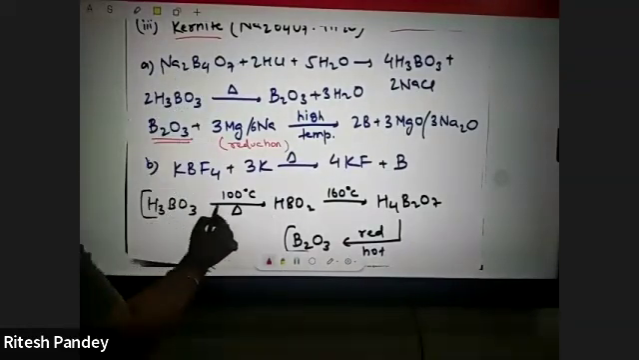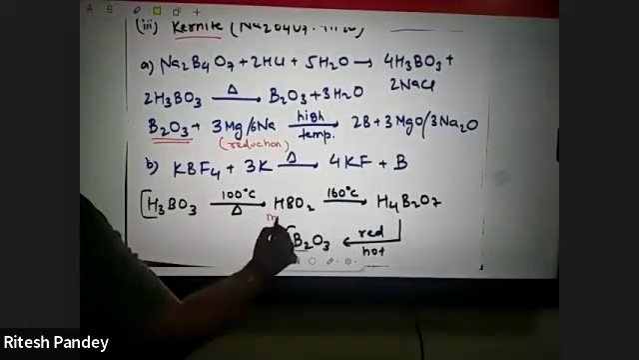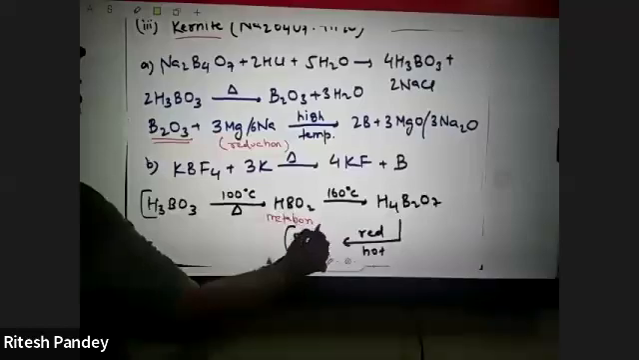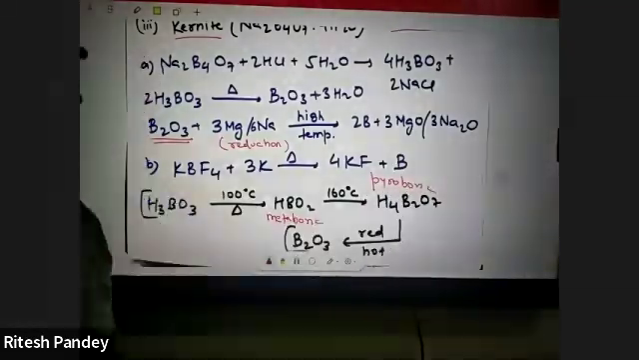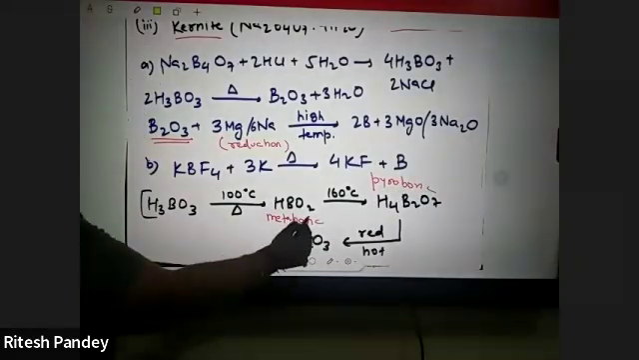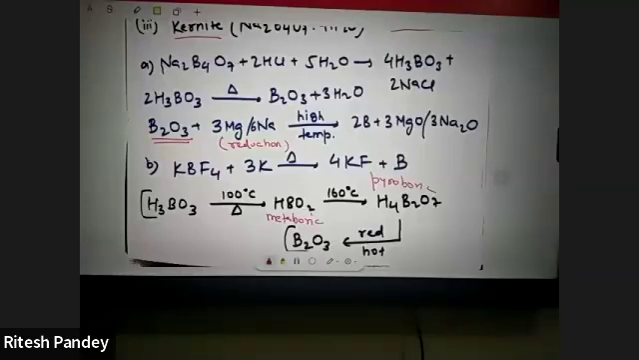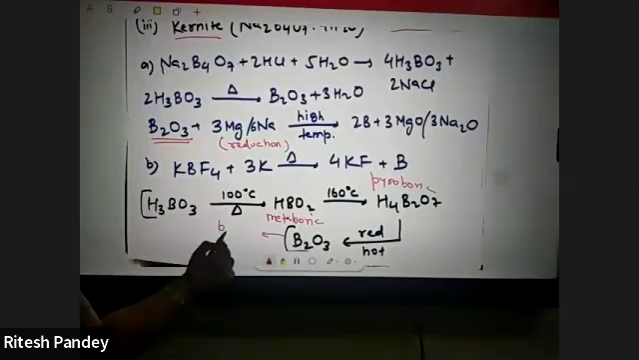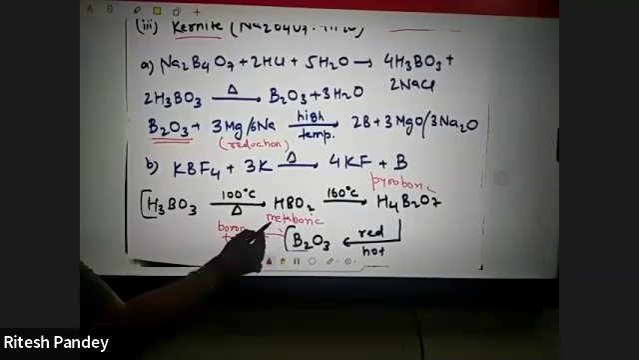Boric acid, please take a note of it. Boric acid initially forms metaboric acid, and then it forms pyroboric acid. Know these names as well. HBO2 is metaboric acid. Its salt is sodium metaborate, which is a component of the borax bead test. B2O3 is very popularly called boron trioxide, but its more popular name is boric anhydride. It's called boric anhydride.